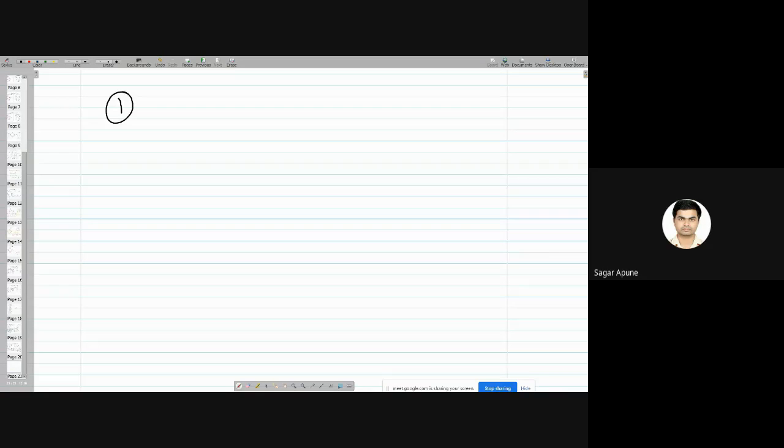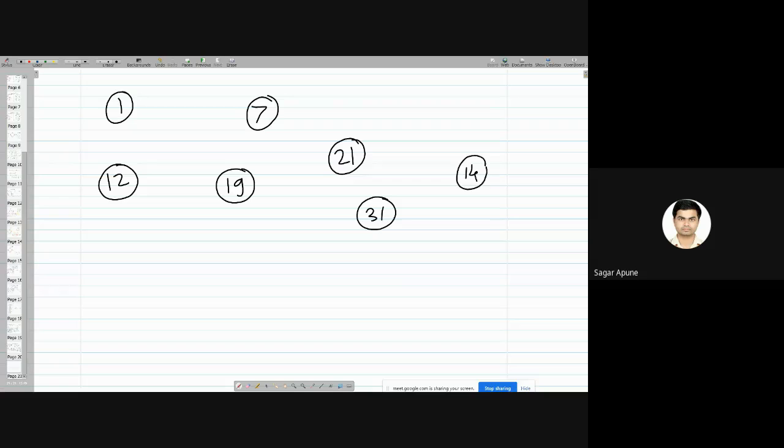The vertices are 1, 7, 12, 19, 21, 31, and 14. 14 has the same Q.